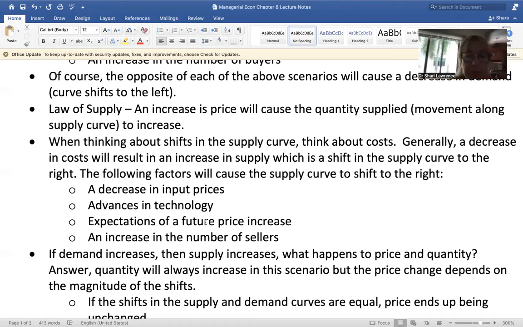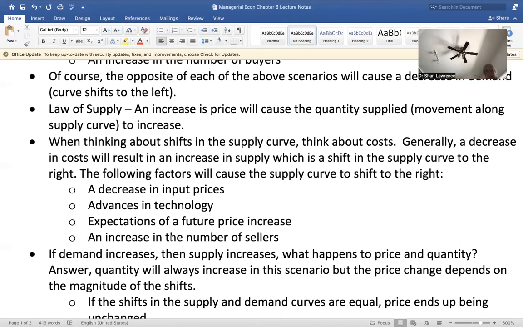Expectations of a future price increase. So think about that. If you're a supplier and you think that prices are going to go up, you're going to produce more because you want to be able to take advantage of that. All right, and then an increase in the number of sellers. If there's more people selling the item, then that's going to also increase supply.